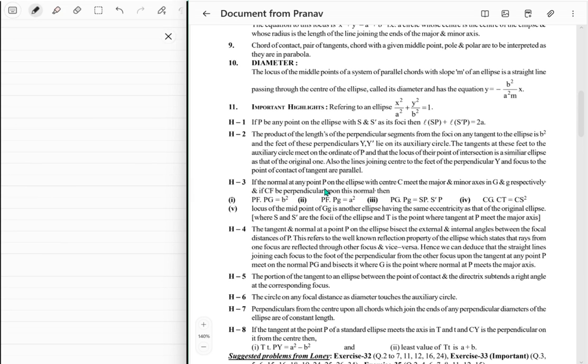If the normal at any point P on the ellipse, I mean, it's crazy. They have not yet presented a reflective property, which is a pretty big deal actually. If the normal at any point P on the ellipse with center C meets the major and minor axis at G and g respectively, if C, F, okay, you know what?